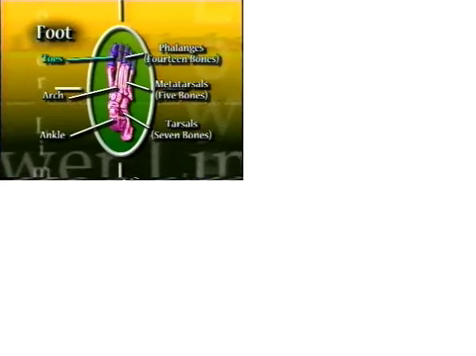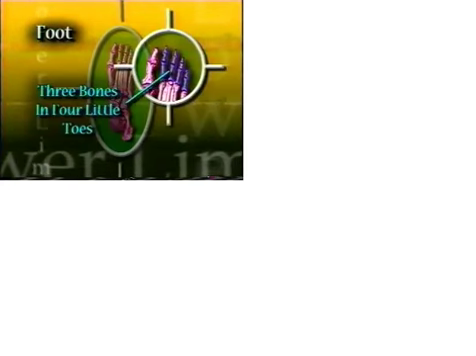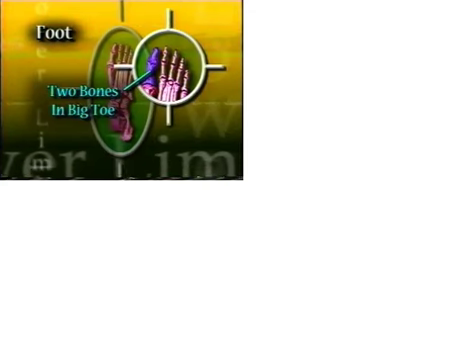Finally, the phalanges are 14 long bones that form the toes. There are 3 bones in each of the 4 little toes and 2 in the big toe, or as some call it, the hallux. And that's it for the lower limbs.